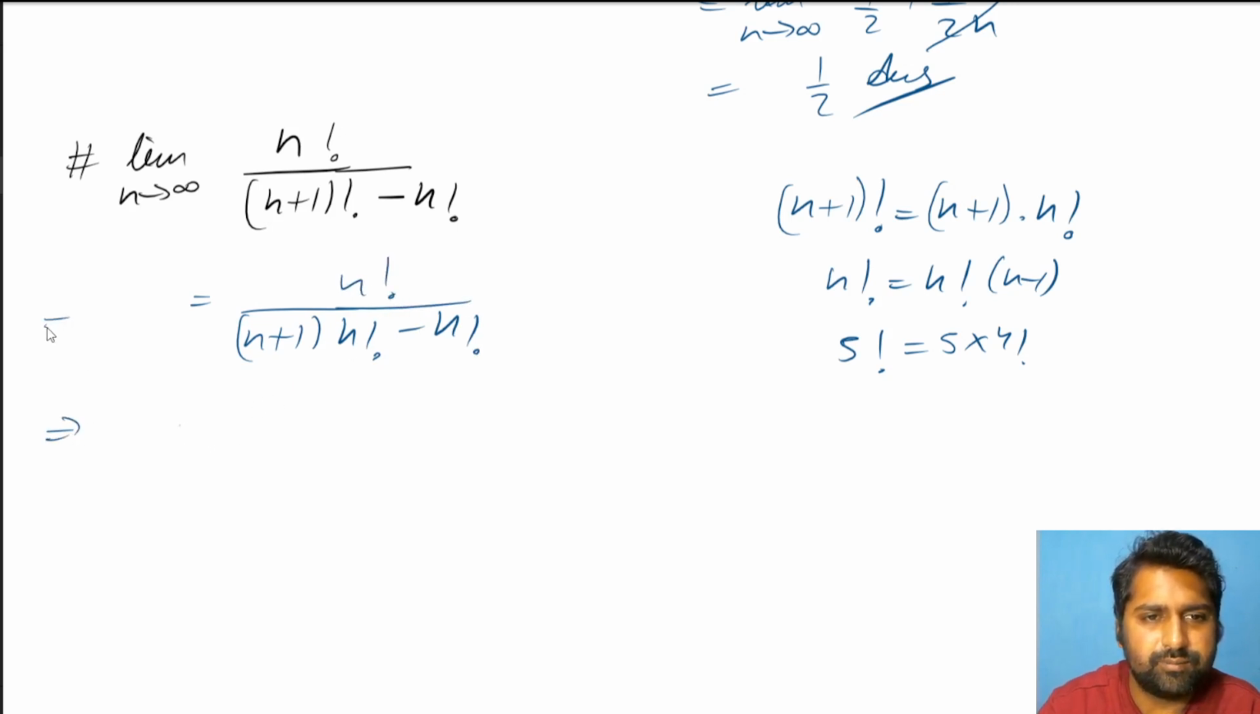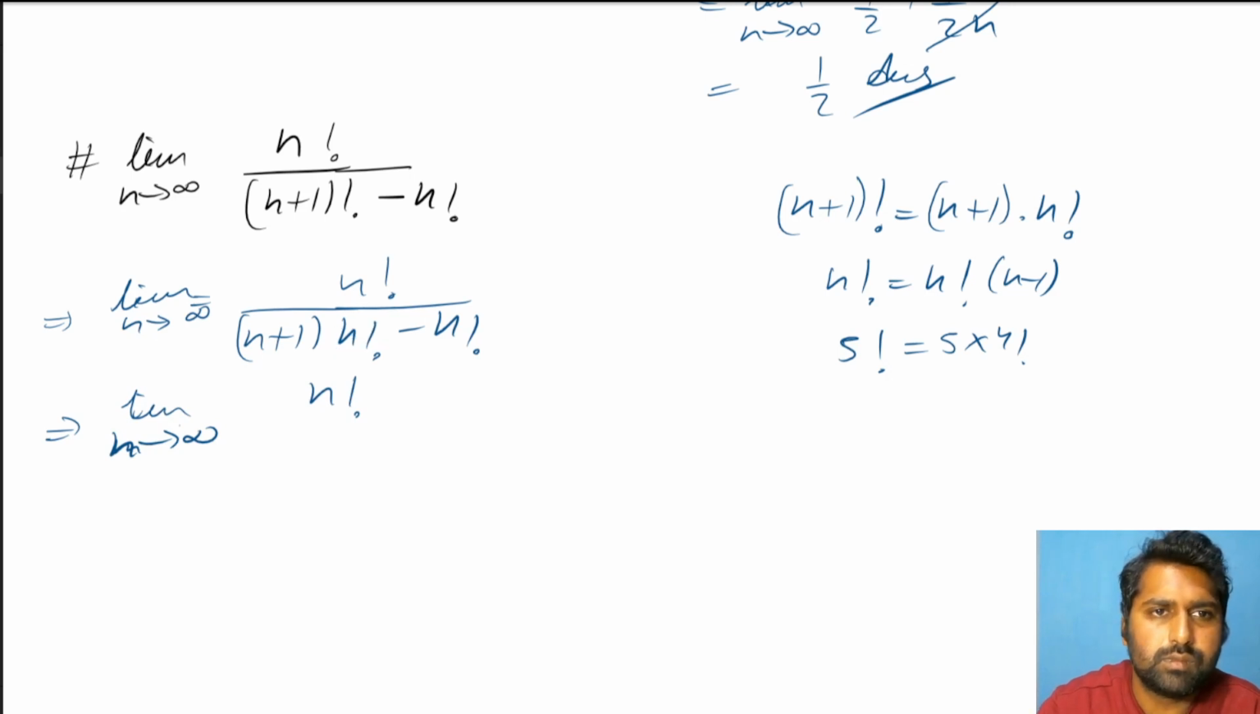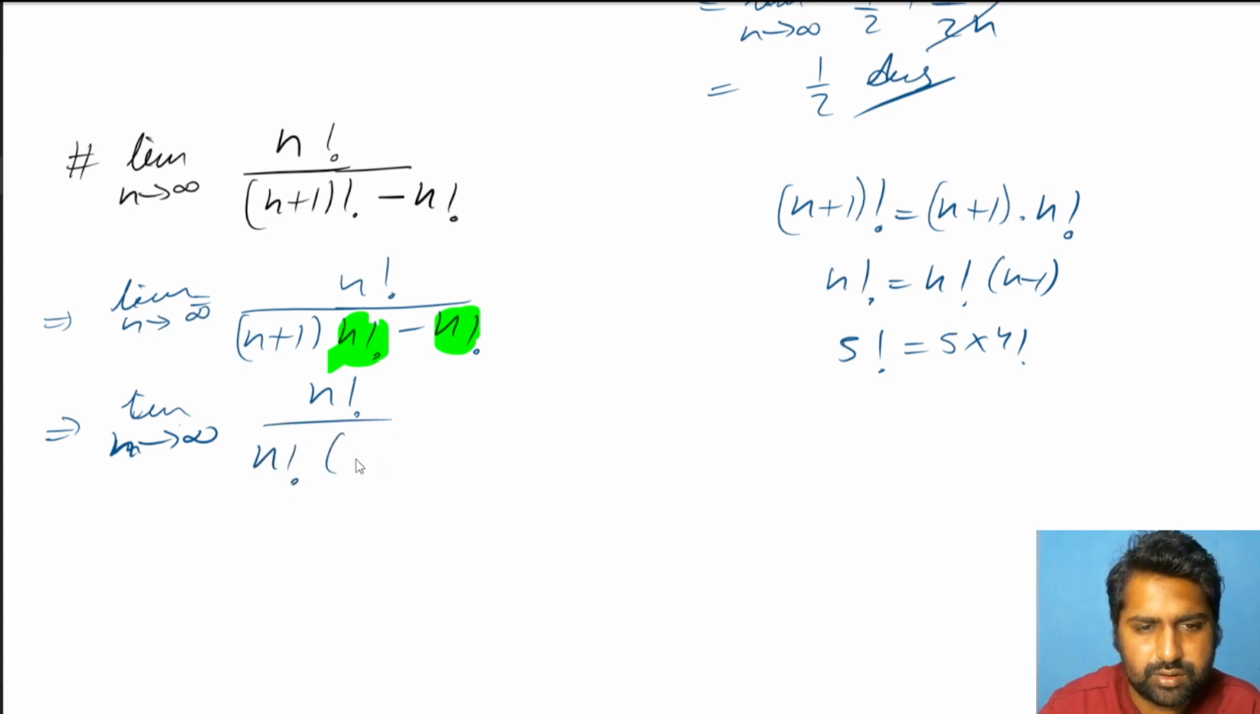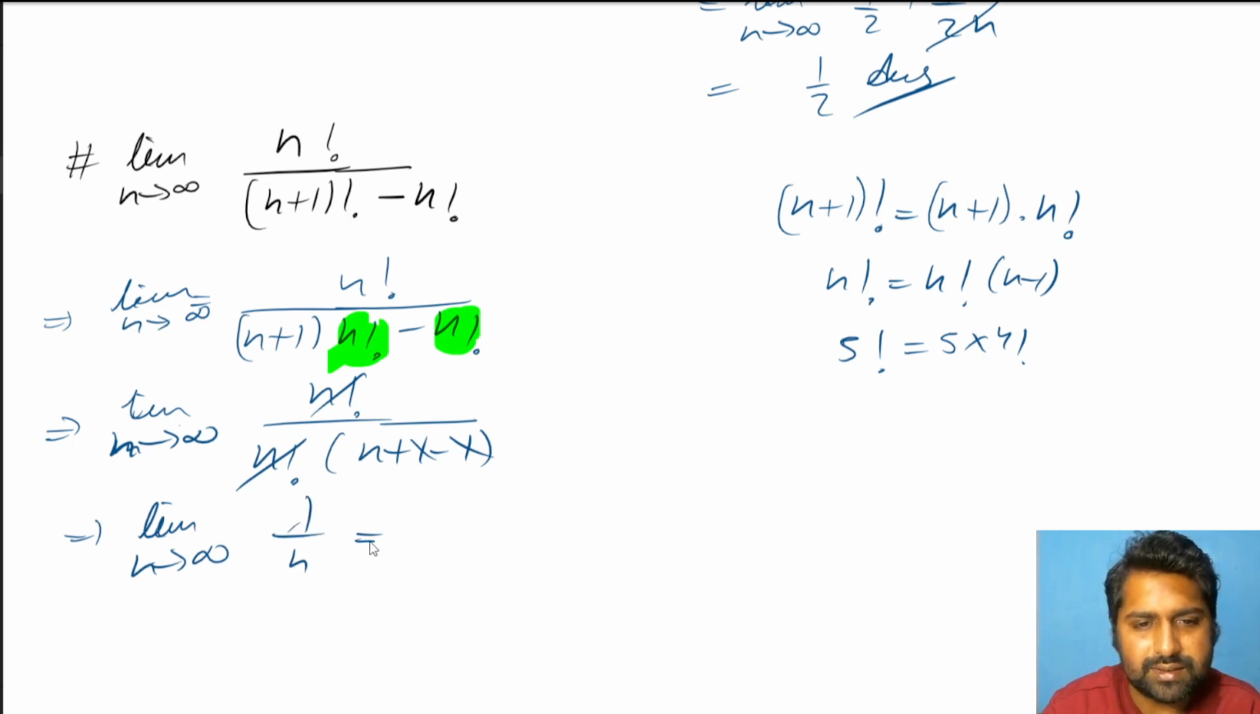So effectively, limit n tends to infinity, you take n factorial common in the denominator. It will get outside and you will be left with n plus 1 minus 1. N factorial cancels. 1 minus 1 cancels. So the question effectively will look like this: limit n tends to infinity, 1 upon n. And if n is tending to infinity, this is 0. So 0 is the answer of this question.